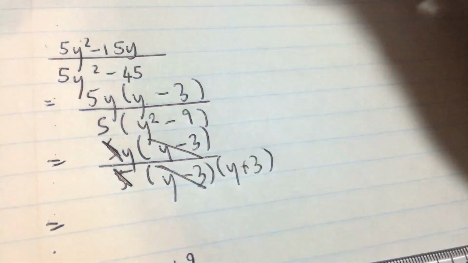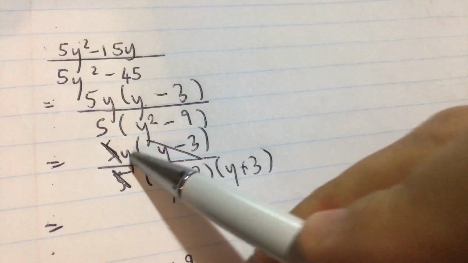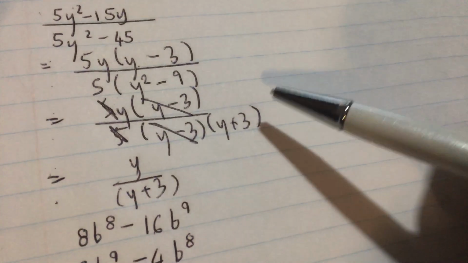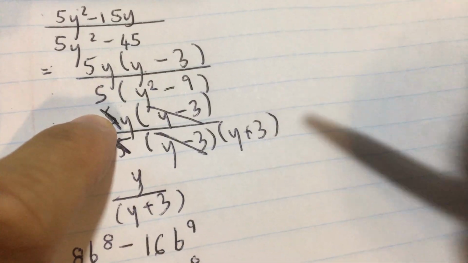So the 5 and this 5 and this 5 cancel. The y minus 3 cancels. And what am I left with? Y over y plus 3. Y over y plus 3. I thought you can only cancel if it's in brackets. It is in brackets. The 5, there's no additional subtraction.